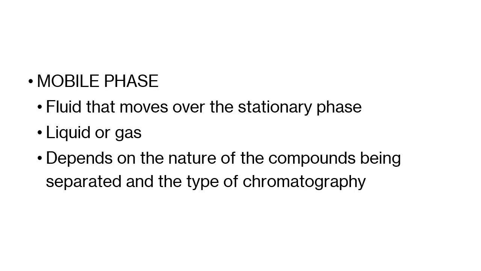Let's take a look at the mobile phase. It is a fluid that moves over the stationary phase, and as we said earlier, it is either a liquid or a gas. The choice of mobile phase also depends on the type of chromatography and the nature of the compounds being separated. There are a lot of types of chromatography, but for this particular experiment we utilized paper chromatography, with the paper being the immobile, or stationary, phase. What we use in the laboratory for the mobile phase is a butanol ethanoic acid mixture.